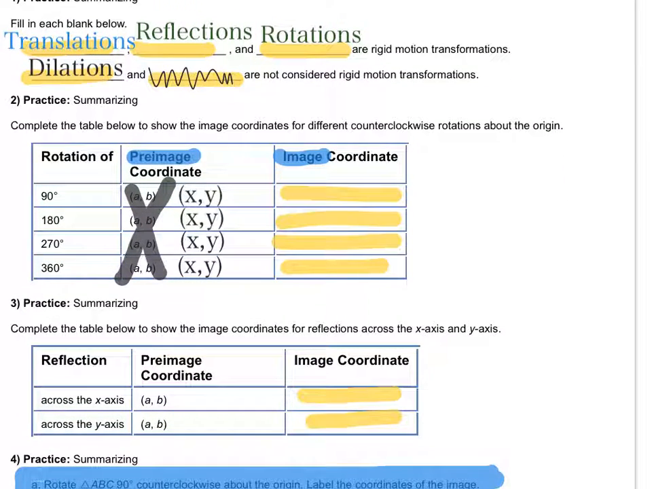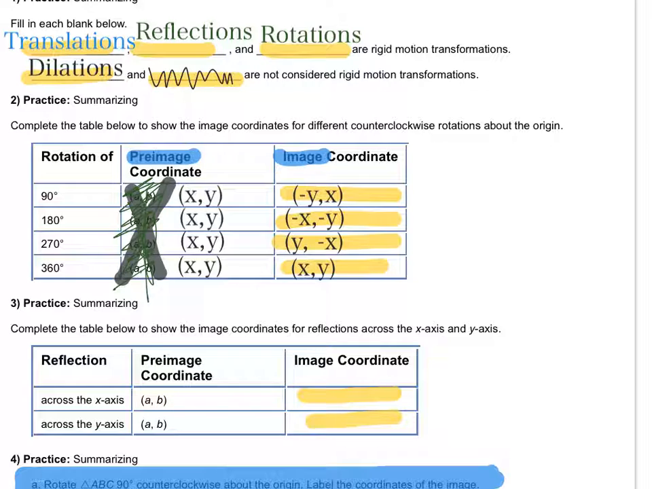Okay, so in practice number 2, it says complete the table below to show image coordinates for different counterclockwise rotations about the origin. So what I did, I went ahead and X'd out A, B in parentheses, because that's really not traditionally how we would write coordinates. So I'm going to just scratch that all the way out. Normally we write them with X and Y, so I wanted to keep it in that format. So I'm going to show you in a second what all of those rotations would look like, and don't worry, we'll get a little practice in a minute.